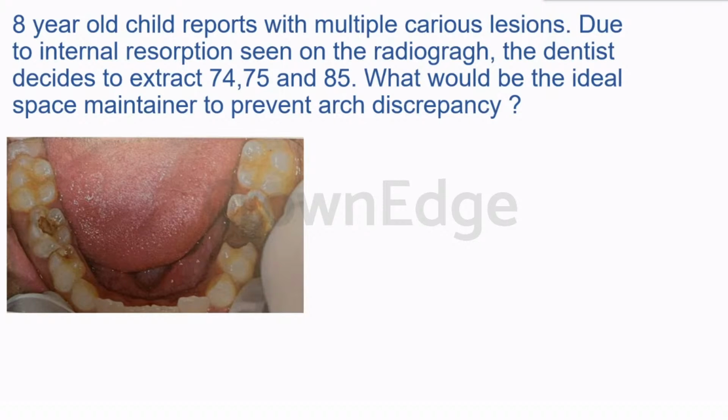All right. Before I show the options, I want you to tell your answers in the comment section itself. You're going to extract 3 teeth, that is this one, 7.5, 7.4 and 8.5. According to this question, they're going to extract them because of internal resorption seen in these 3 teeth. What will be the ideal space maintainer?